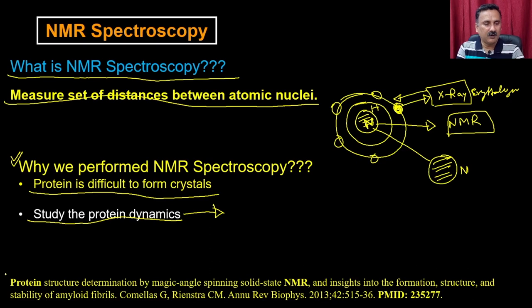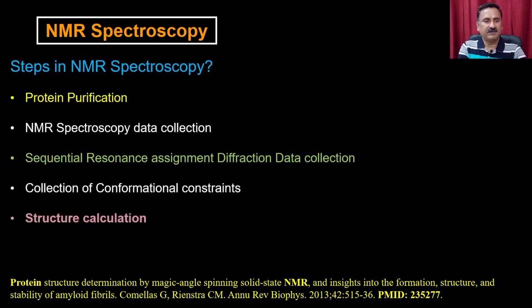I have given you a reference for protein NMR spectroscopy as well, and you can read all of these steps, whatever we are going to discuss from now onwards, from this particular review article. So what are the different steps in NMR spectroscopy?